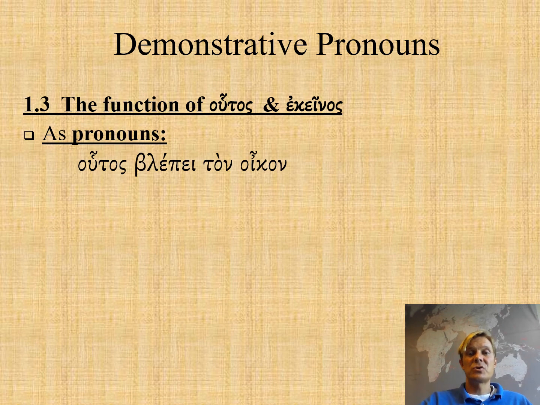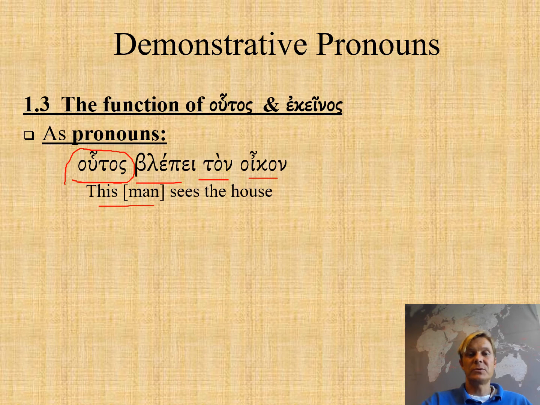Let's look at the function of houtos and ekeinos as pronouns first. Here you can see the Greek sentence, houtos blepei ton oikon: this sees the house. Houtos is by itself, so it is implied that it is this man or this person who sees the house. And ton oikon is in the accusative case singular, so we can see it is the object of the verb.